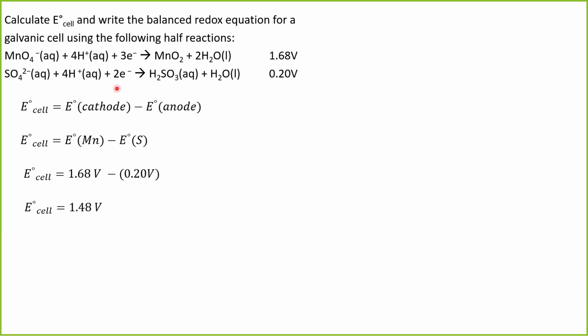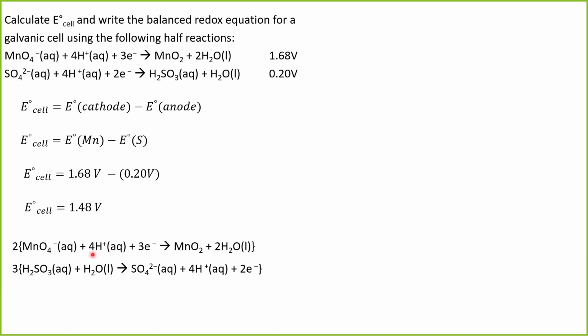Looking at my two reduction potentials, I will need to address the electrons. They need to be equal. I'm going to multiply my manganese half reaction by 2 and my sulfur by 3 to give me 6 electrons in both half reactions. I also am going to flip my sulfur reaction because I've already determined that it must be happening at the anode. It is going to be my oxidation.